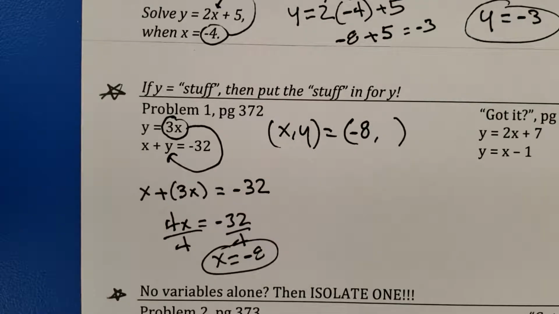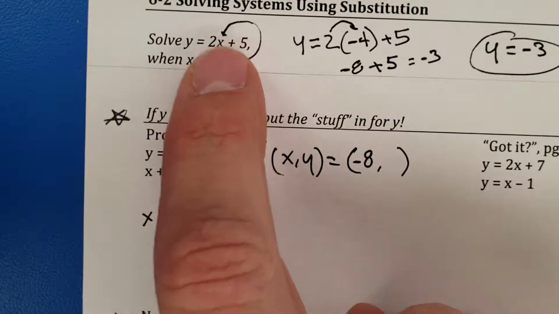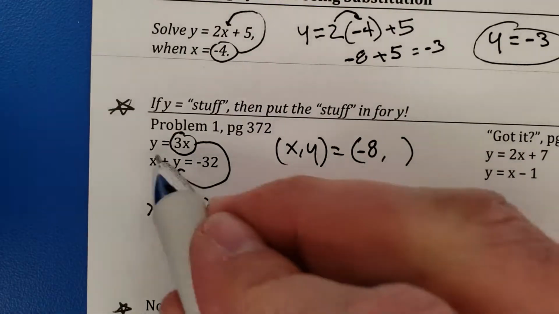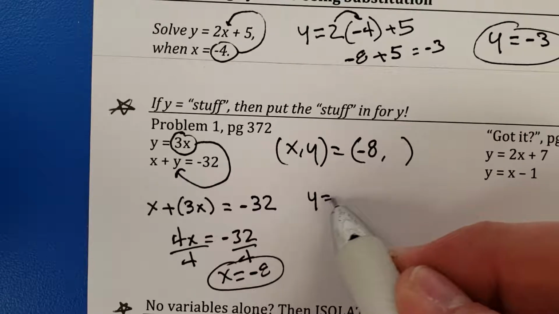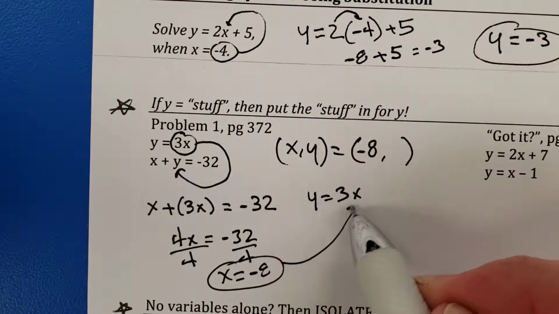Now how in the world do you find the y value? You do the same thing we did right up here. If x equals negative 8, I'm going to pick the top equation. I'm going to go y equals 3x. Pick the original equations. I'm going to put the negative 8 right in there.